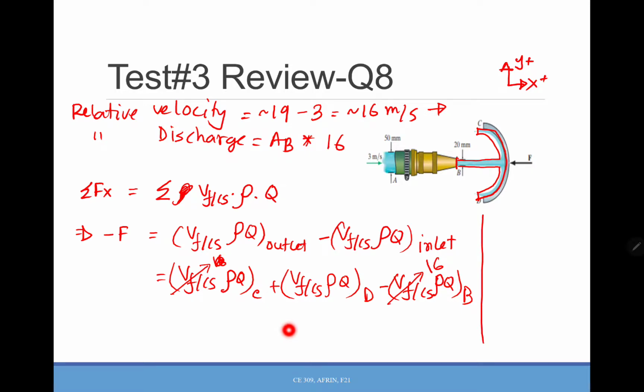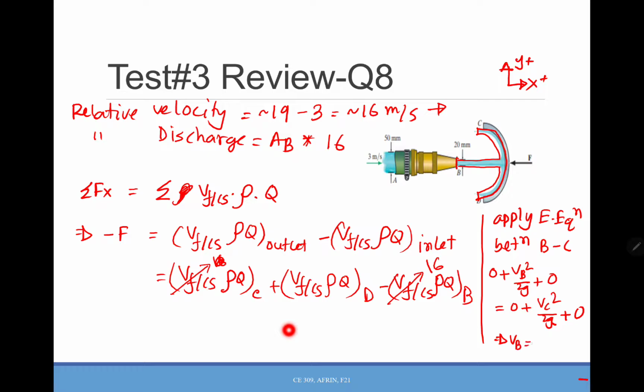Okay, so I'm just writing here. So it will be 0 for pressure, VB squared over 2g, 0 for Z, 0 plus. So basically you are having VB equals VC. Same way you will have VB equals VD. So you can actually apply the same equation in all the cases.